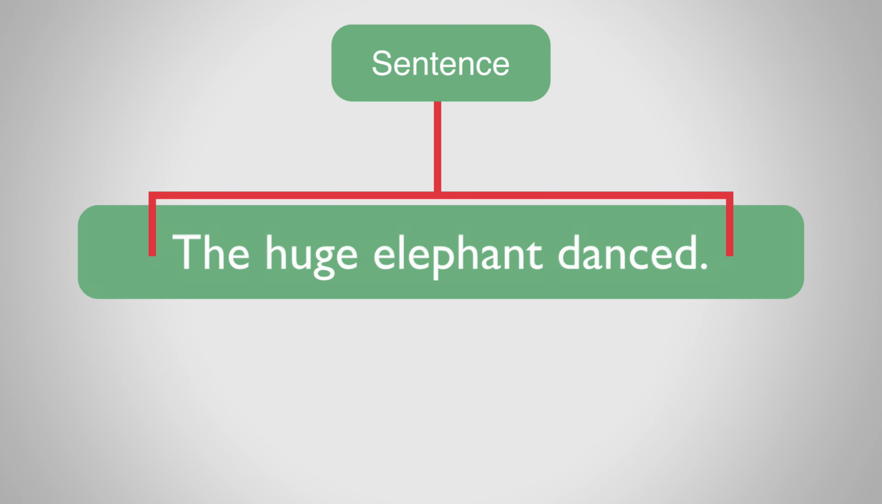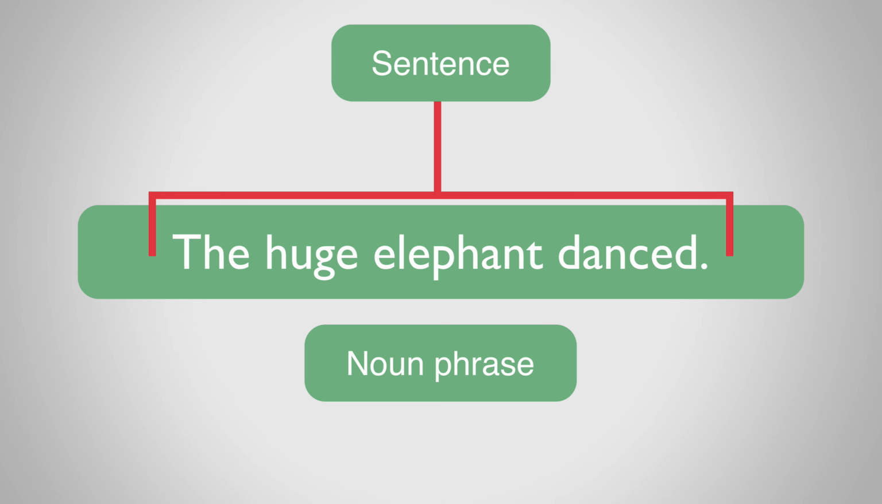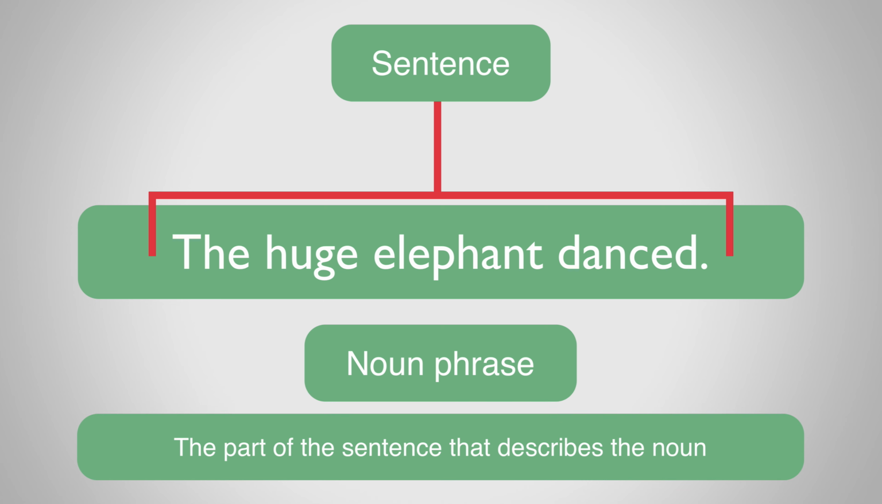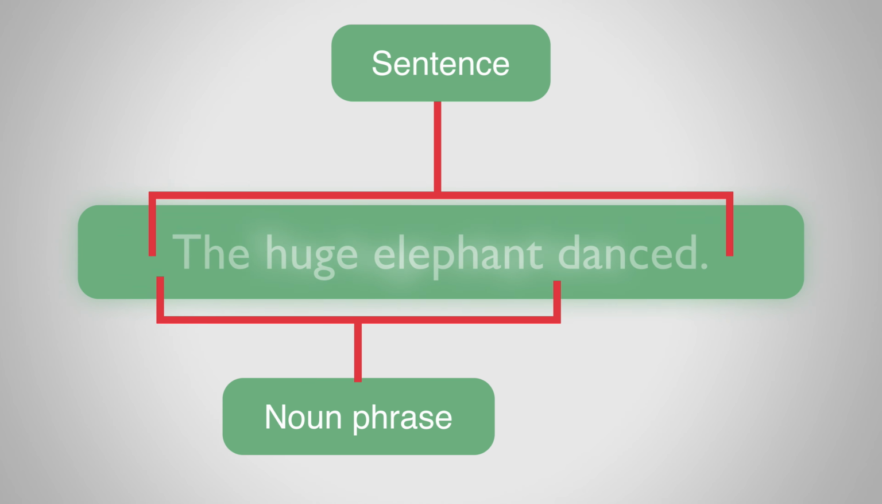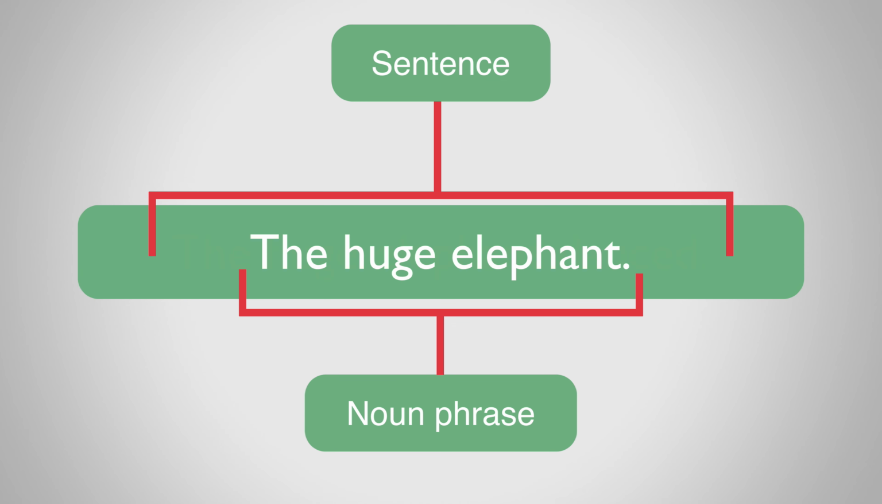Within this sentence we also have a noun phrase. We'll learn more about noun phrases in later lessons, but for the time being let's just consider the noun phrase as being the part of the sentence that describes the noun. In this sentence it's the huge elephant. If all we had in the sentence were the words the huge elephant, then the sentence wouldn't make sense. It wouldn't be grammatically accurate. So sentences can't just have phrases in them. They must contain a clause.